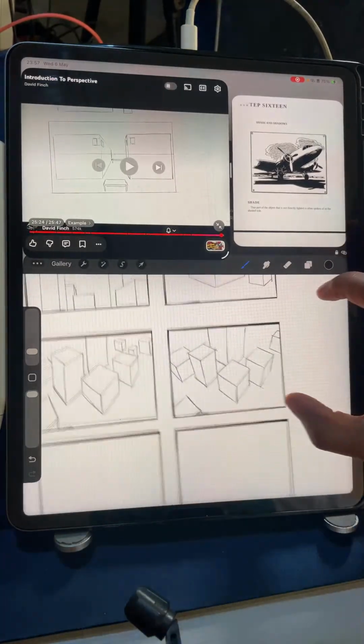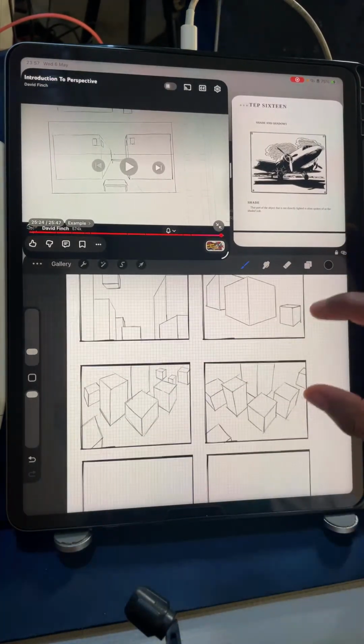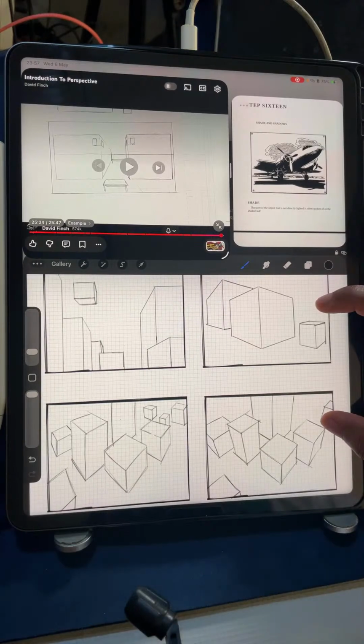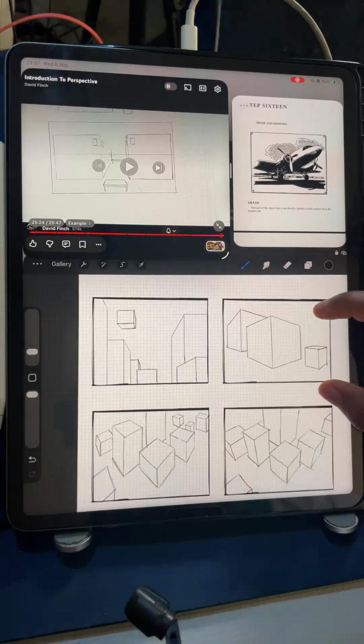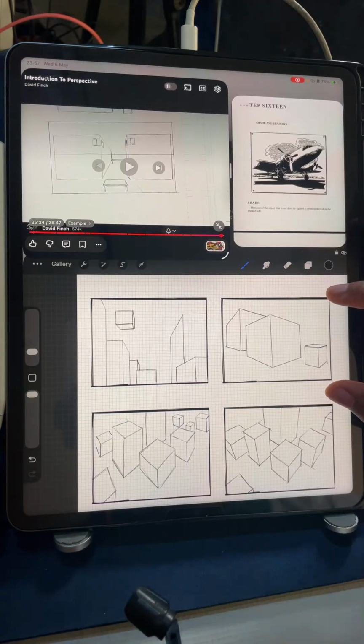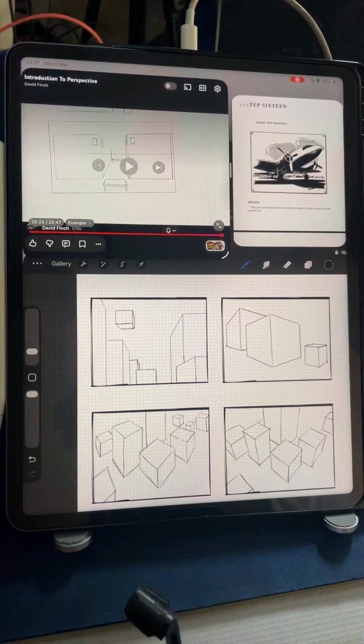Yeah. Make sure you study your perspective, everyone. Yeah. I'm just learning mine. So hopefully I'll be able to answer questions in the future in case someone wants to inquire about perspective.